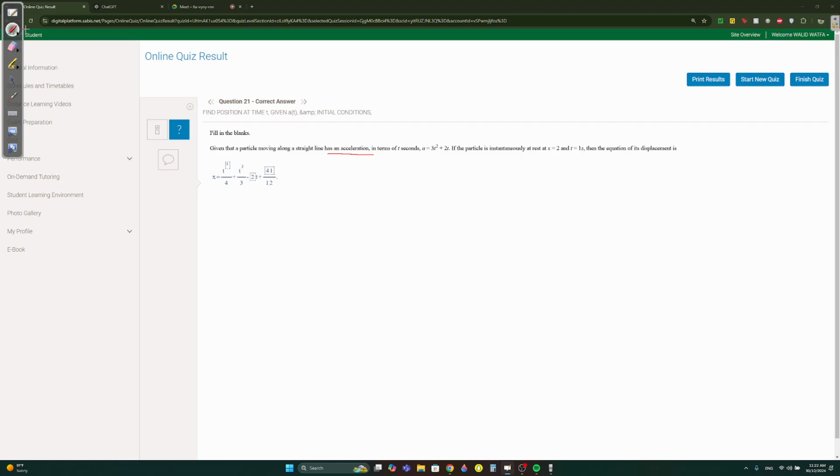You guys know from x to go to v, you derive. To go from v to a, you derive. So to go from a back to v, you integrate. To go from v to x, you integrate. We have a, we want x. How do we do it? You have to pass by v, right? So to go from a to v, let's integrate.